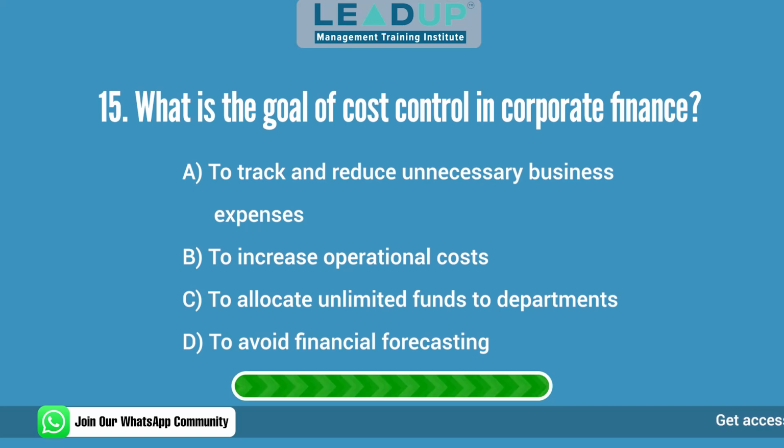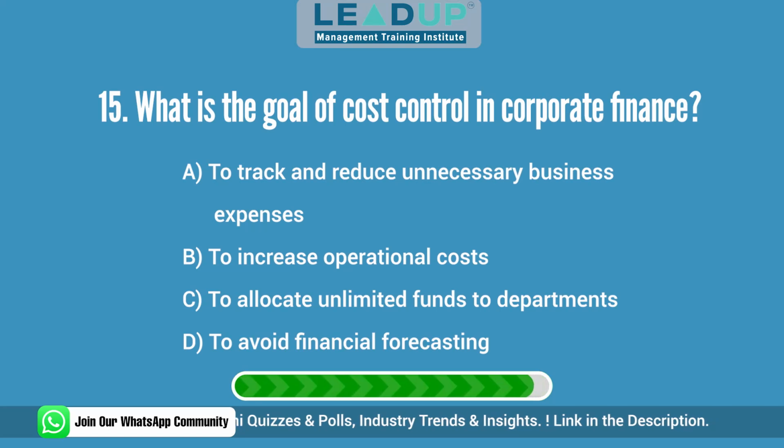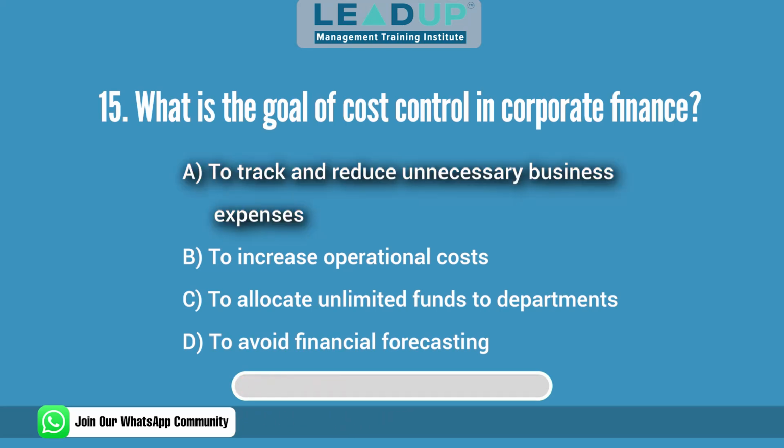Question 15. What is the goal of cost control in corporate finance? A. To track and reduce unnecessary business expenses. B. To increase operational costs. C. To allocate unlimited funds to departments. And D. To avoid financial forecasting. Answer: to track and reduce unnecessary business expenses.